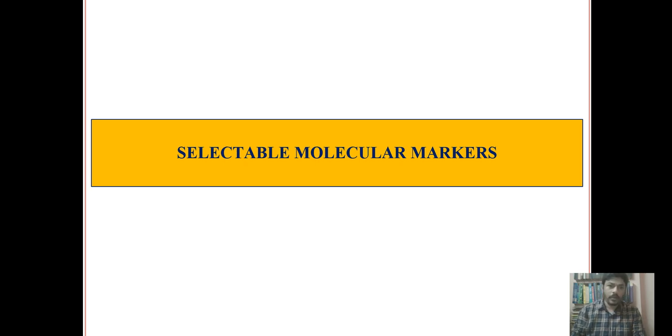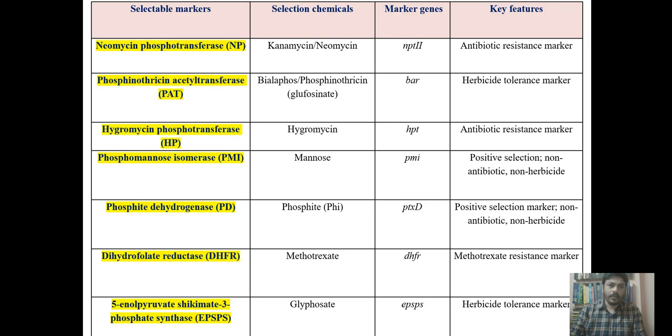Hello everyone. Here we're going to talk about a very important topic from the GATE Life Science syllabus, that is selectable markers. Now this is the list that contains some important selectable markers, their selection chemicals, the marker genes they encode, and the type of selectable markers they are.